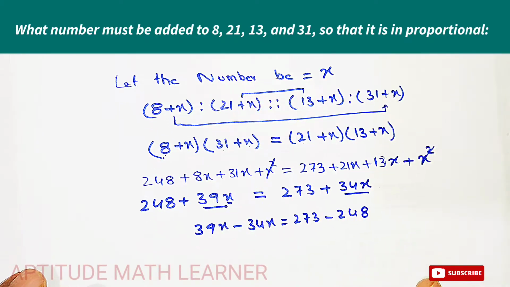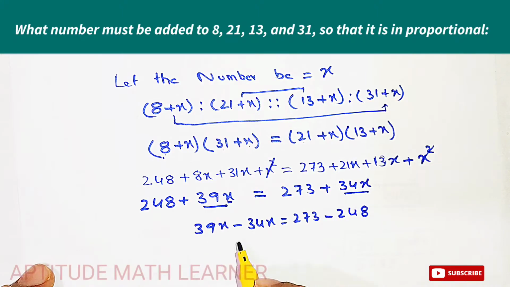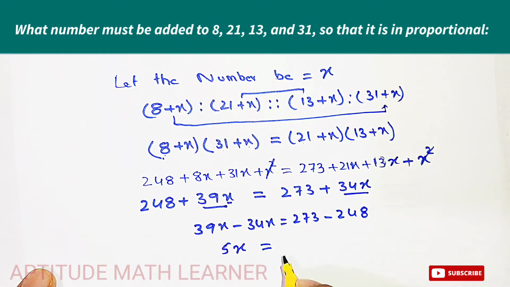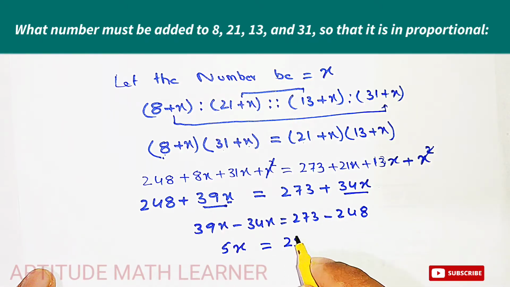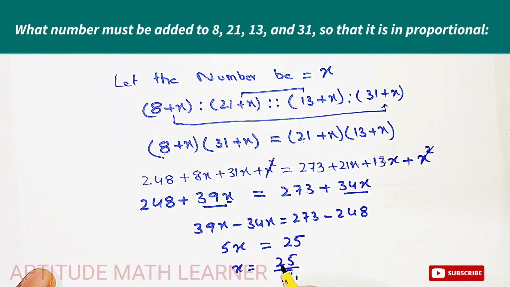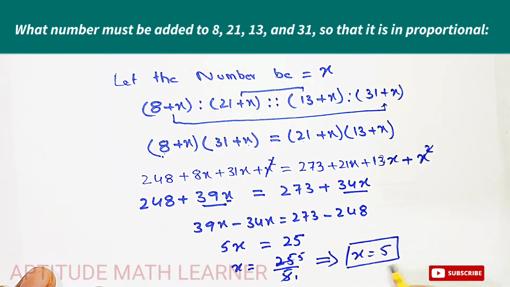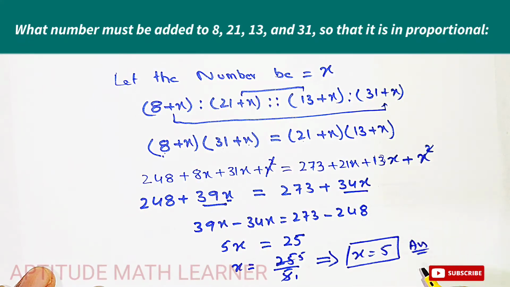Now we get 39 minus 34, that is 5x, equal to 273 minus 248, that is 25, and x is equal to 25 divided by 5. Five ones are 5 and 5 fives are 25. So here we have got our number that makes these four numbers proportional, that is x equal to 5, and this is our answer. I hope you have completely understood.